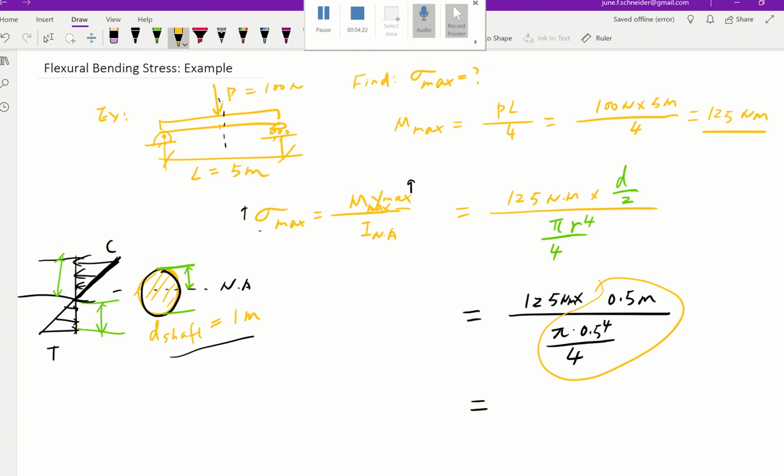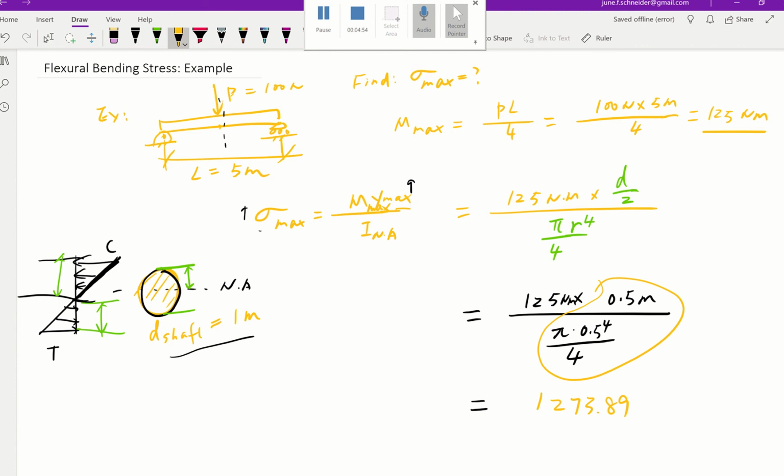Okay, so put all those in the formula. Let's do it. 125 times 4, divided by 3.14, then divided by 0.5 to the power of 3. So I have a value here, 1273.89. So that's going to be the sigma, the maximum bending stress.